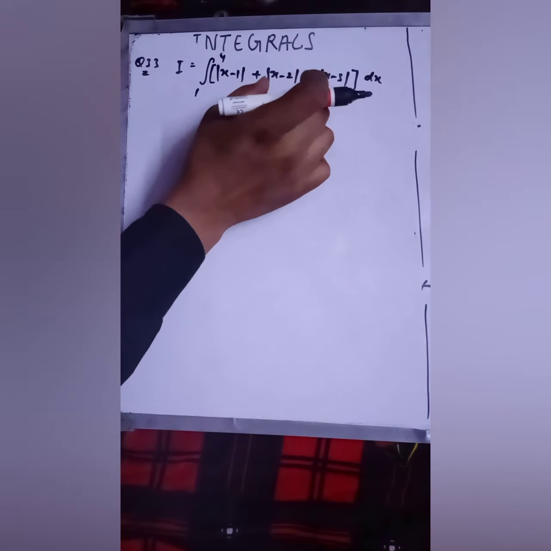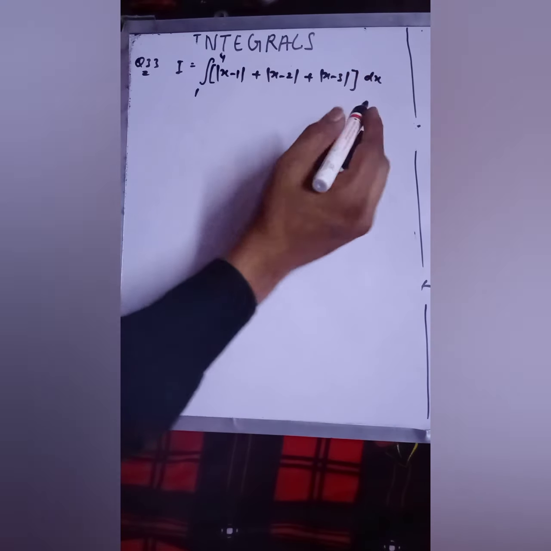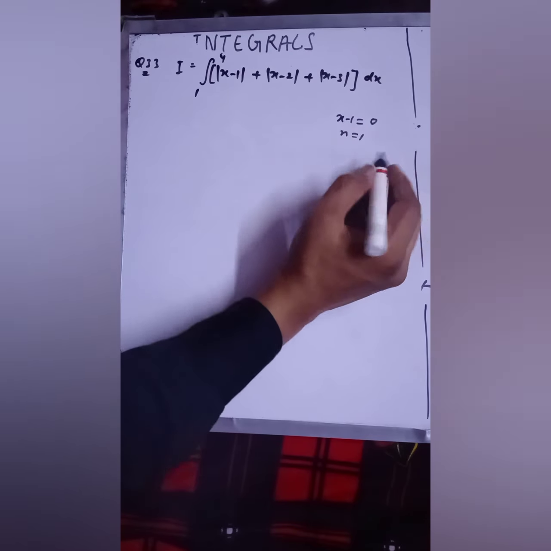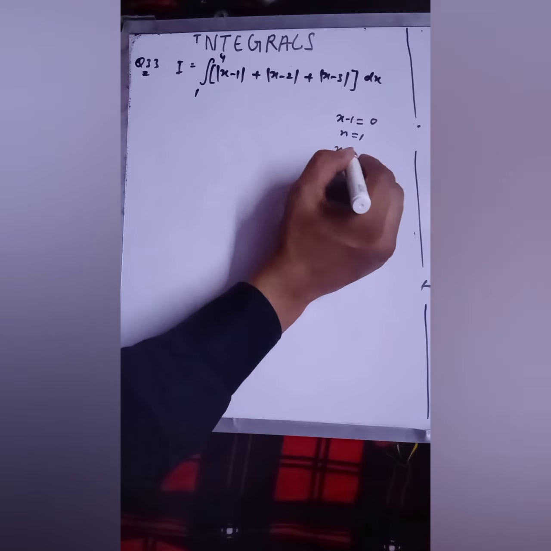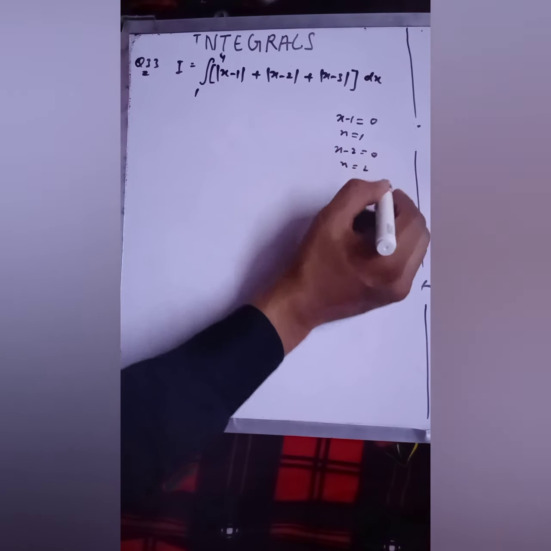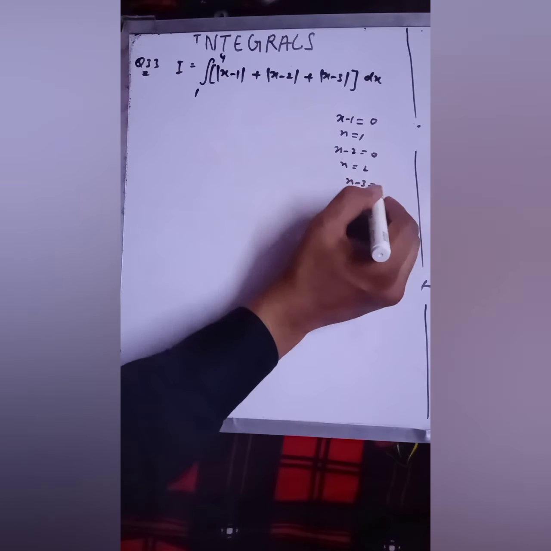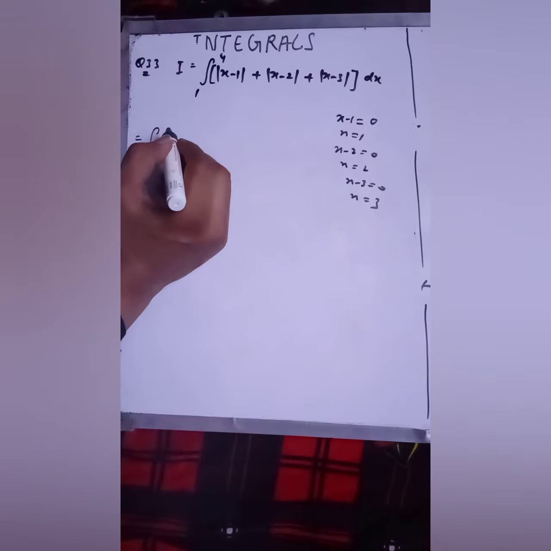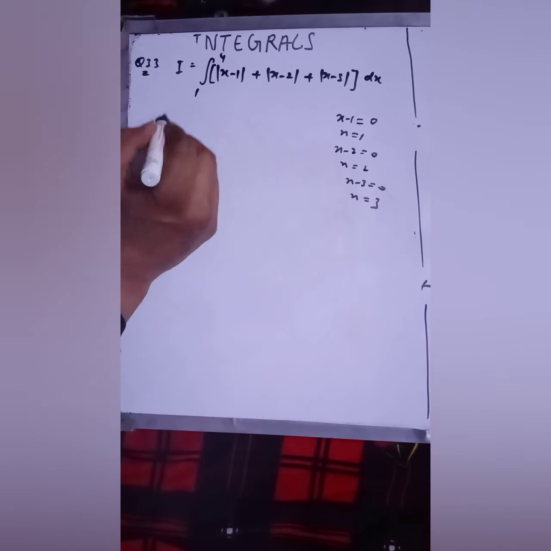Now see children, here we have 3 different equations. So we are putting first x minus 1 equals 0, so here x is 1, and the second is x minus 2 equals 0, so you will get x equals 2. Similarly, x minus 3 equals 0, so you will get x equals 3. Now you have to just break the limit from 1 to, first is your 2.